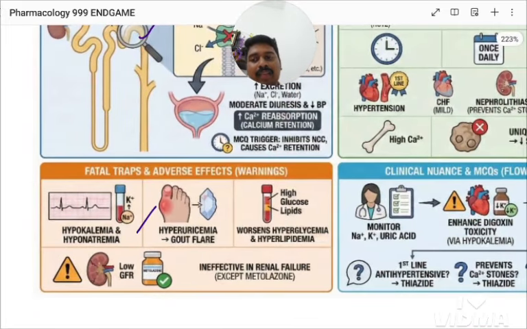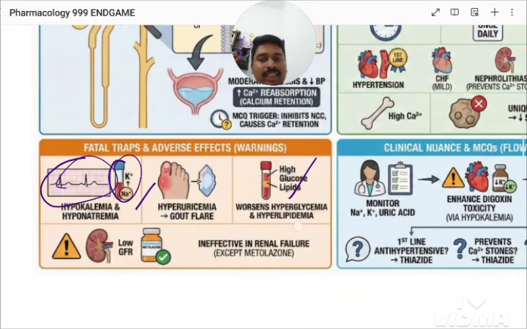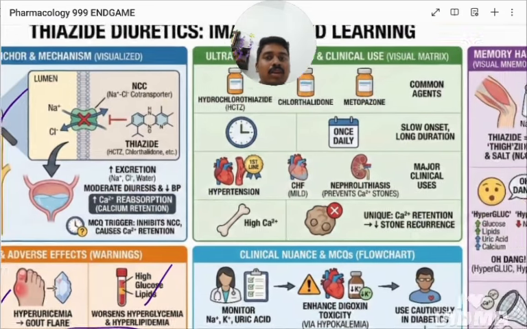Now, here also the same thing: hyponatremia will be there, hypokalemia will be there. It can precipitate hyperuricemia, and it can worsen hyperglycemia and hyperlipidemia. So those with metabolic syndrome, it is safer to avoid this drug. Next, it is ineffective in renal failure. Loop diuretics we saw were effective, but this is ineffective when it comes to low GFR.